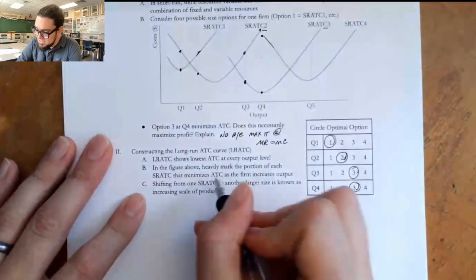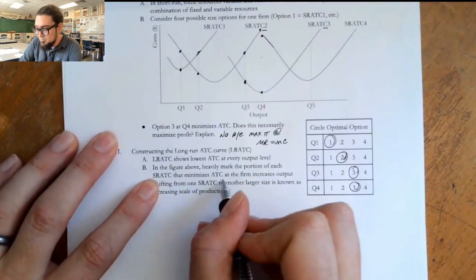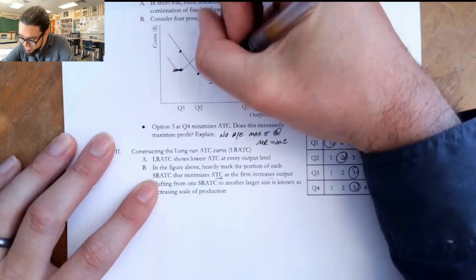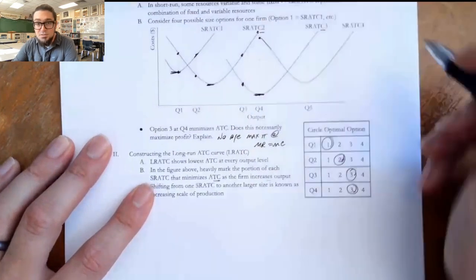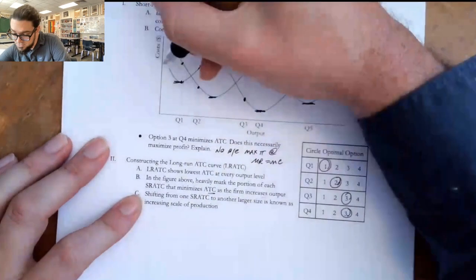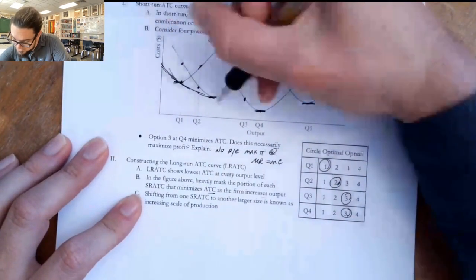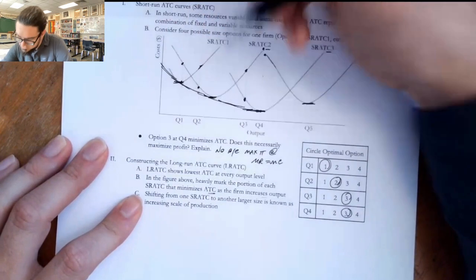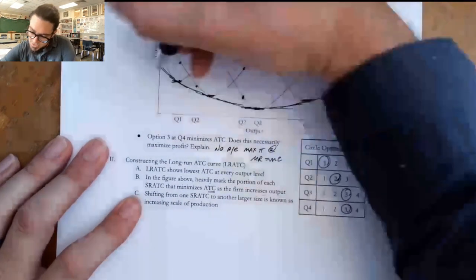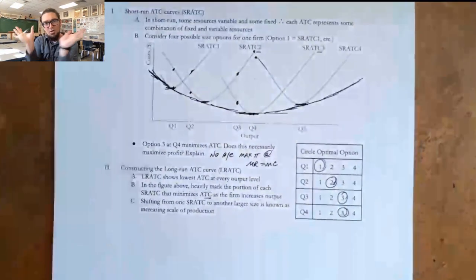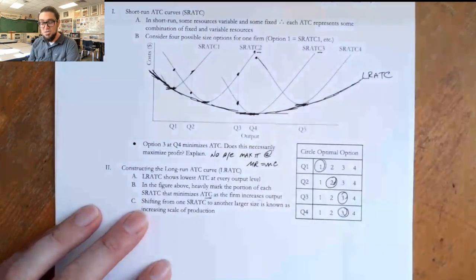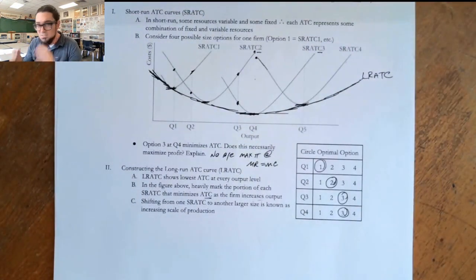So what I'm going to do is mark the portion of each SRATC that minimizes ATC. So in other words, it's going to be right here and right here and right here, and then another one right here. And then I'm going to connect those and go like that. And we can see it coming back up again as well. So we're sketching out this long, nice flowing graph. That's actually the long run average total cost curve. It's the minimum points of all of these possibilities.